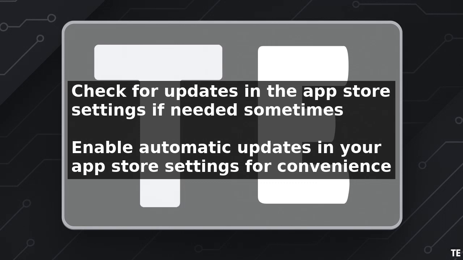You may be prompted to agree to new terms of service or sign in again after the update. It is also a good idea to regularly check for updates to ensure you have the latest features and security patches. You can also enable automatic updates in your App Store settings to ensure your YouTube TV app stays up to date.